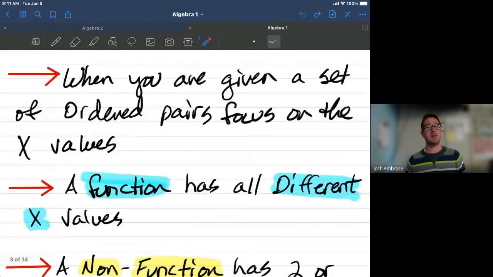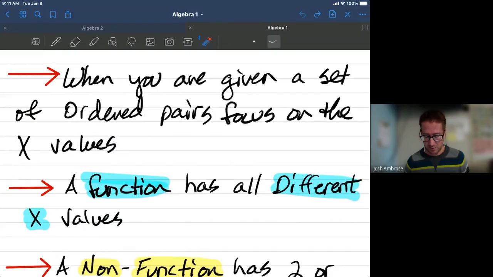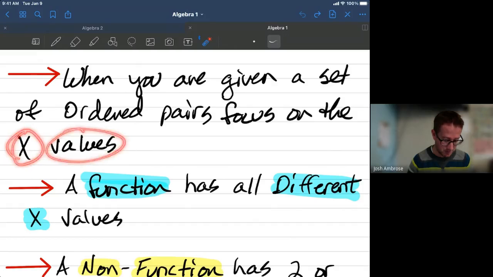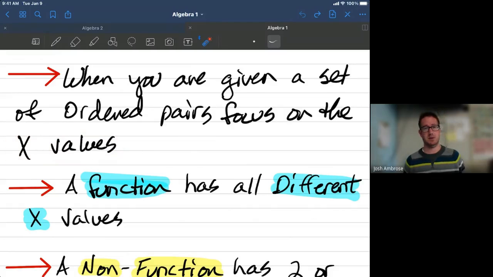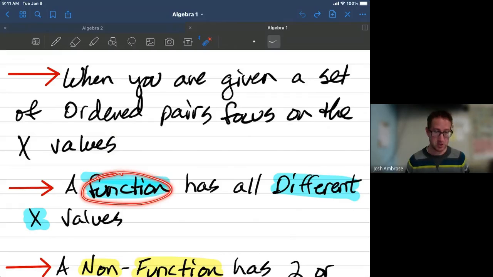When you're given a set of ordered pairs, and what I mean by set is you're going to be given multiple ordered pairs, like maybe 3, 4, or 5 different ordered pairs, then you want to focus on the x values. That's important. Again, the x values. Then they will ask, here's the ordered pairs. Is this representing a function?